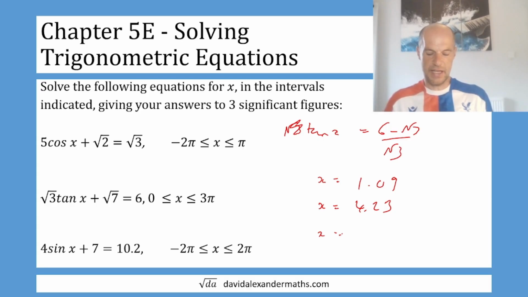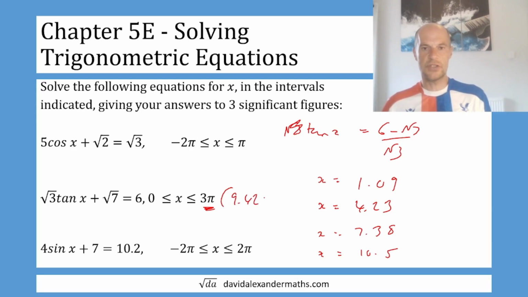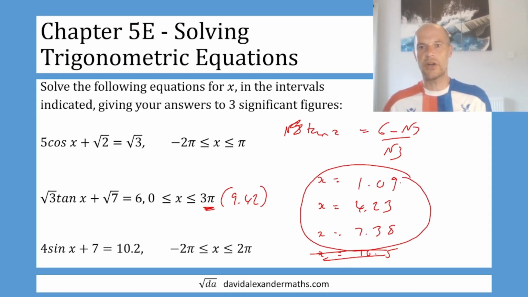And if I add pi again, 7.37. Sorry, 7.38. Actually, I'm not 100% convinced I got the rounding right for the 4.23. I might have just truncated it there. And let's work out the next one. Plus pi again, I'm getting 10.51. So 10.5 to 3 significant figures. Now, okay, well, what is the value of 3 pi? 3 pi is 9.42. So actually we can get rid of that last one. So there's only 3 solutions there: 1.09, 4.23 and 7.38.